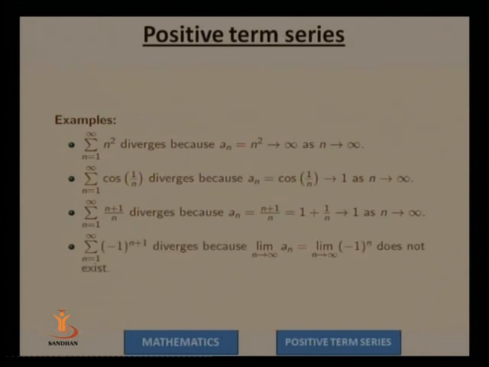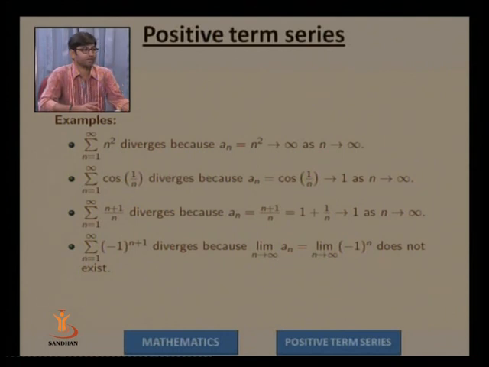Next is the series of (-1)^(n+1), n equals 1 to infinity. Now this is divergent because the limit of a_n as n tends to infinity does not exist, because we have an alternating sequence, that is S_n is sometimes 1 and sometimes 0, that is different from 0, therefore this series will diverge again.